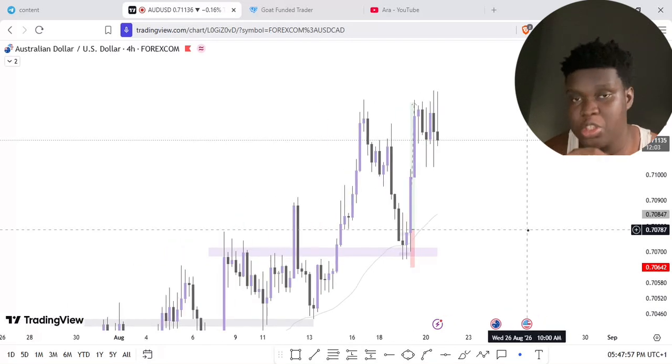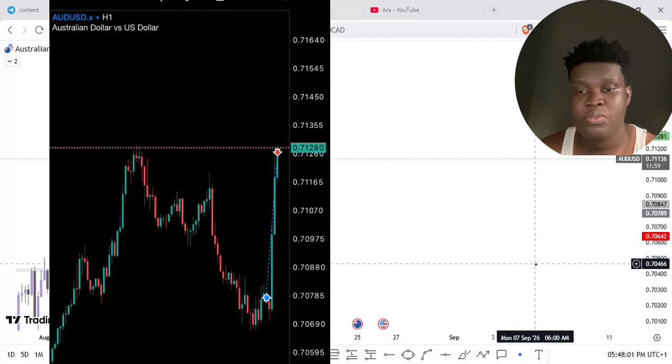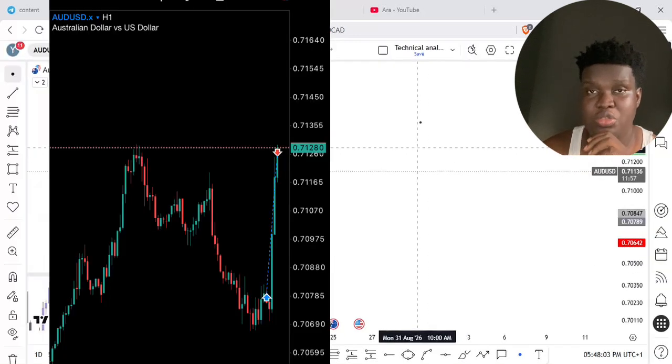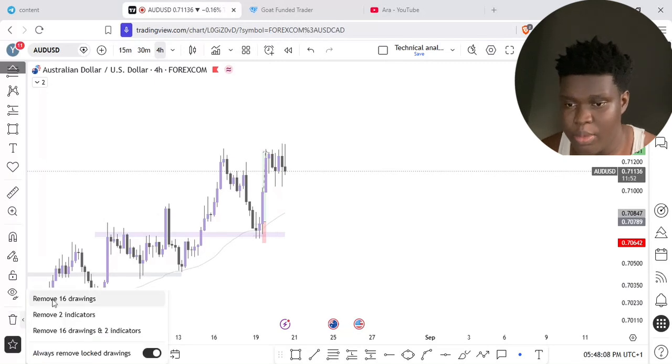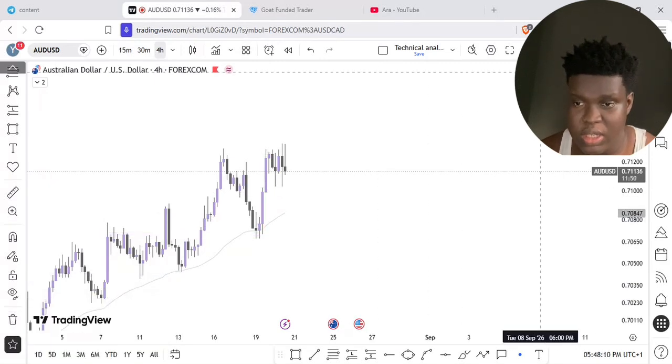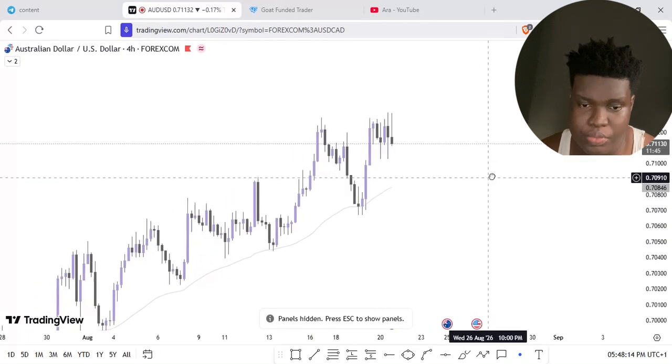I'm going to pop a screenshot of the analysis here. I'm also going to pop a screenshot of my entry. So without doing much talking, let me take you straight to the charts and break down exactly what I was saying when I took this trade. But before that, I'm going to delete all the previous analysis on my charts. So let's delete it now.